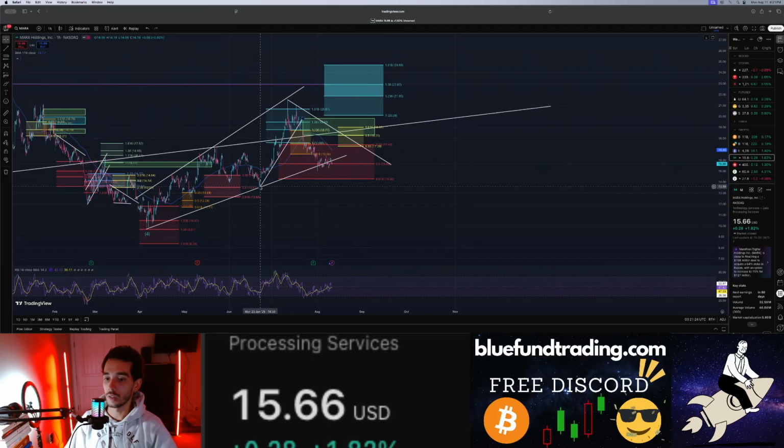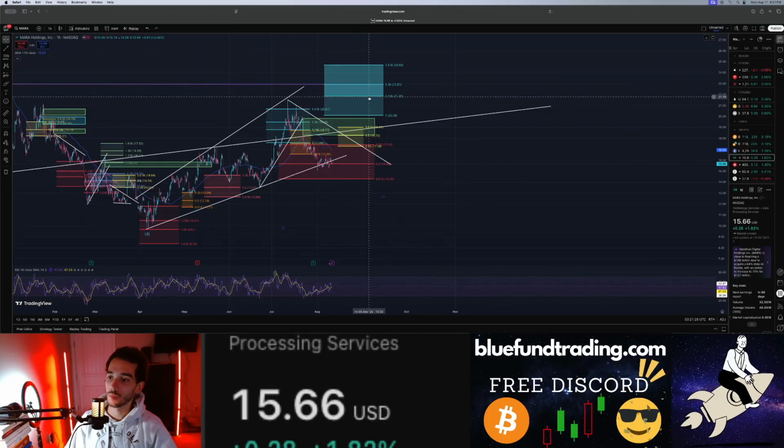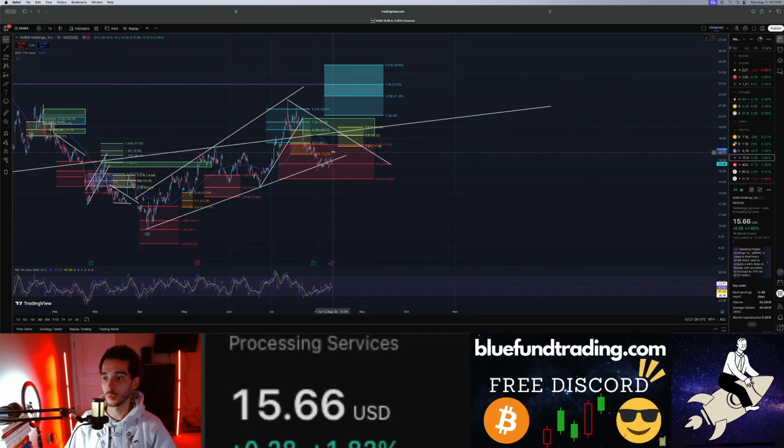Again, the reason I'm using these ones is because this pump ended up overlapping very nicely with this area, indicating that there is enough bullish momentum to potentially bring the price up into this area.